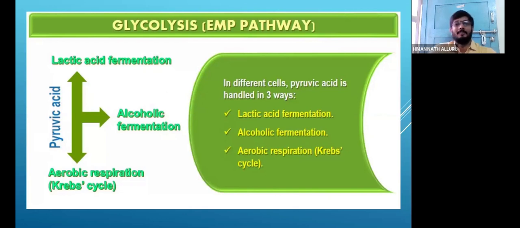Thank you. So this is lactic acid, alcoholic, and aerobic, all three different. Pyruvic acid, the end product of glycolysis, has a fate depending on the need of the cell and what type of facilities are present in the cell. Based on that, the fate will be different. Lactic acid fermentation or alcoholic fermentation may take place, both in anaerobic condition, and aerobic respiration also may take place.